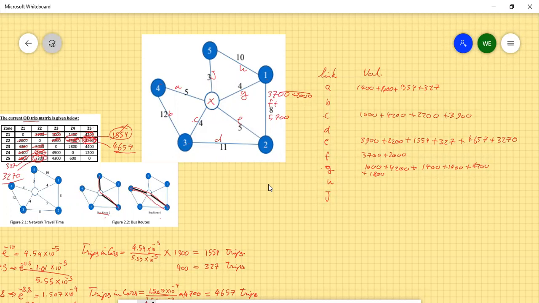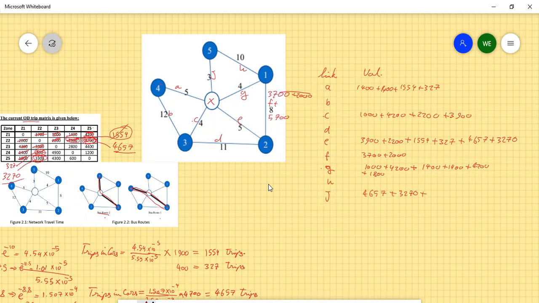So here 3,270. I'm sorry. Here 39. Okay, so that's E and J. J is here, so we have 4,657 plus 3,270. Plus, we go to the third row.